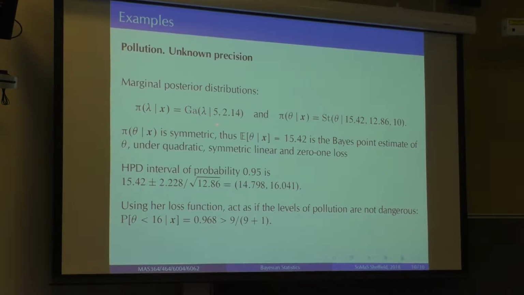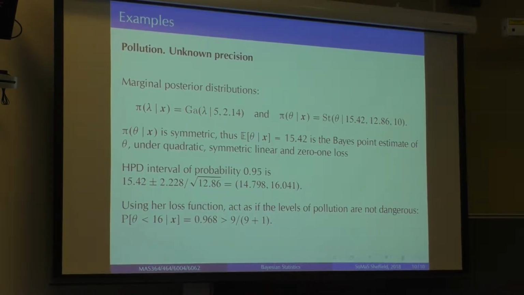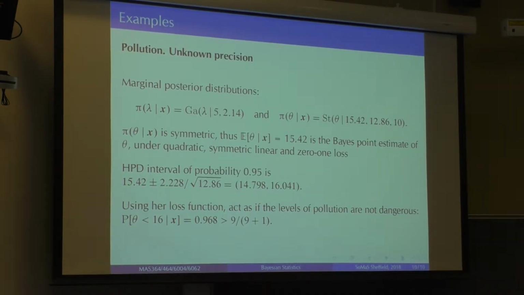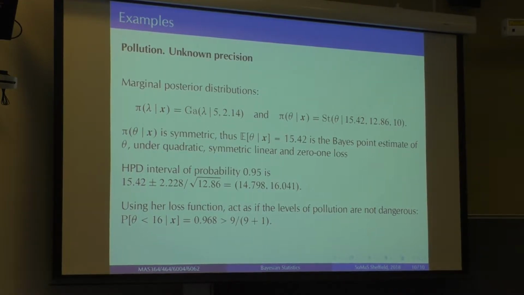And the marginal for the precision is a gamma with, again, the parameters depending on the updated parameters. And once we're here, we're back to the situation that we were before. We have a distribution on the parameter of interest. And if we want to do inference, we just need to use the corresponding loss function, right?